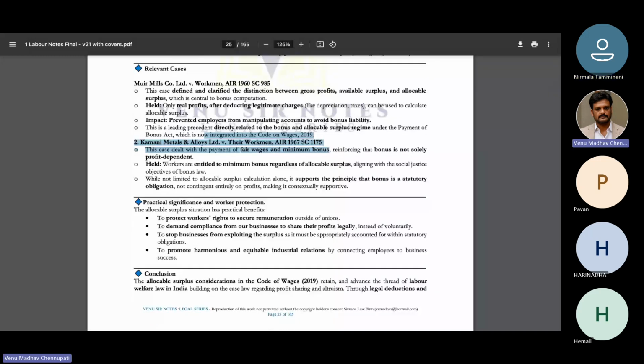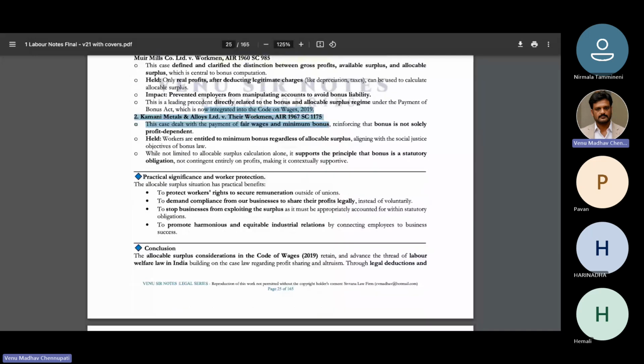Yeah. The problem with the Code on Wages 2019 is that they have not defined the bonus. The old law had bonus, but the 2019 code does not talk about bonus. But what they are saying is, if you are giving bonus, 8.33% should be given, and the allocable surplus is calculated with all these items, and this is the formula.